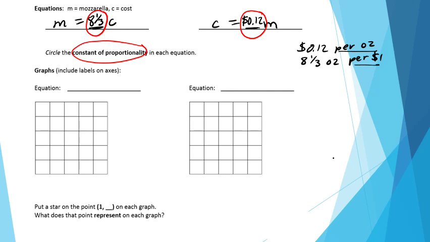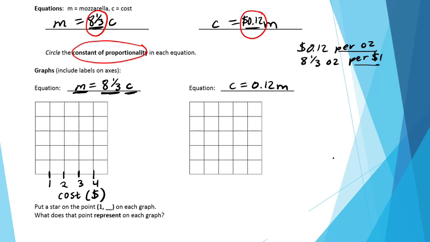So now we're going to set up the actual graphs. Now that you've got the two equations, so M equals 8 1/3 C, and C equals 12 cents M, we're going to go ahead and set up our actual graphs. So M here, I'm going to think about how this is ounces of mozzarella equals 8 1/3 times the cost. So it's 8 1/3 ounces per dollar. So I'm going to set up my dollars here along the bottom. So $1, $2, $3, $4. This is my cost in dollars.